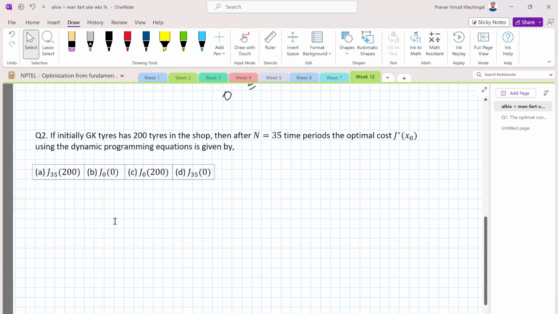So let's look at this question. If initially JK Tires has 200 tires in the shop, then after n equal to 35 time periods, the optimal cost J star of x naught using the dynamic programming equations is given by. So for this we need an idea of what the dynamic programming equation is and what this cost is, for which we need to find the optimal value, and what it has to do with the initial number of tires in the shop and the time period n equal to 35.